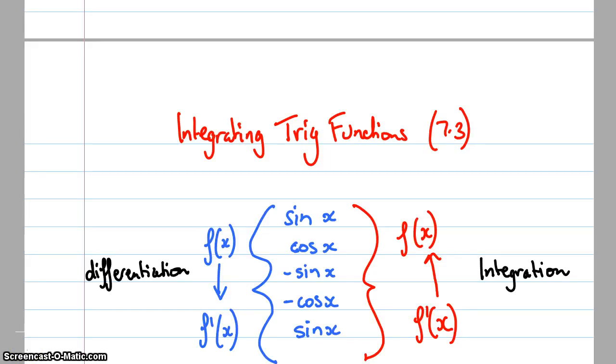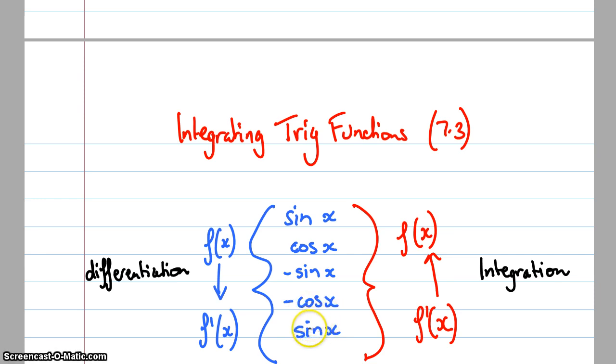In this video I'm going to look at integrating trig functions, which is 7.3 in your textbook. Now when we did differentiation of trig functions, let's just stick with sine and cos at this point, we knew that the differentiation of sine x goes to cos x, and the diff of cos x goes to negative sine x. And it kept going. The diff of negative sine x is negative cos x, and then negative cos x goes to sine x.